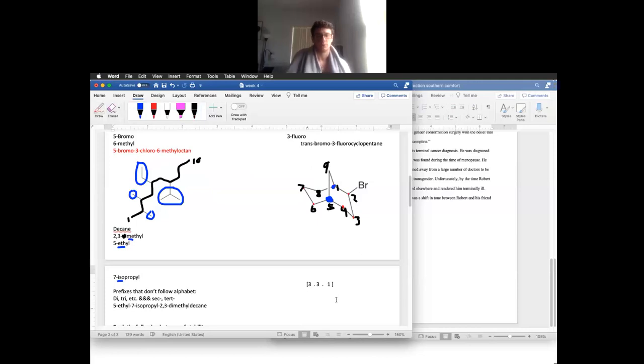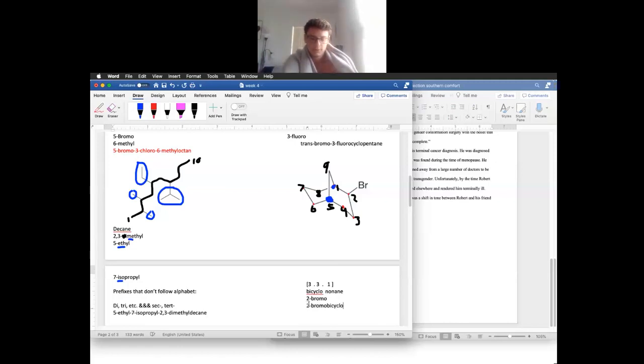All right, so we see that from our total number of carbons, we have a bicyclo bracket nonane, no name, depending on where you're from. All right, and so we have a bromine on the second carbon, so it would be 2-bromo. All right, putting it together, 2-bromobicyclo bracket 3, 3, 1, nonane. Questions? Everybody good on that?